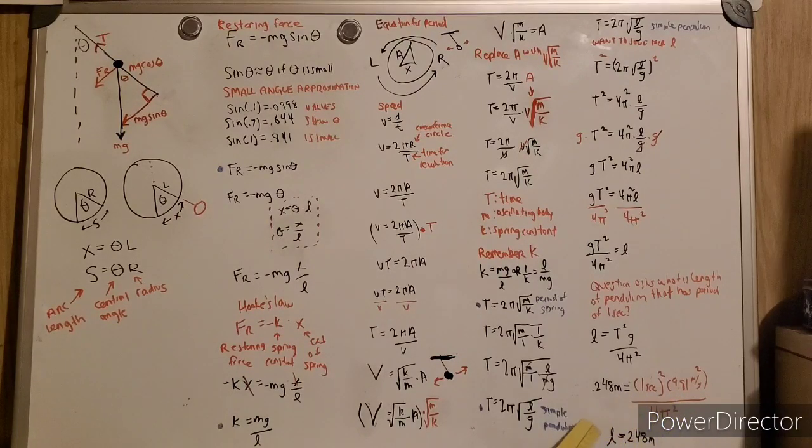And we get 0.248 meters, or length is equal to 2.48 meters in order for a pendulum to have a period of 1 second.